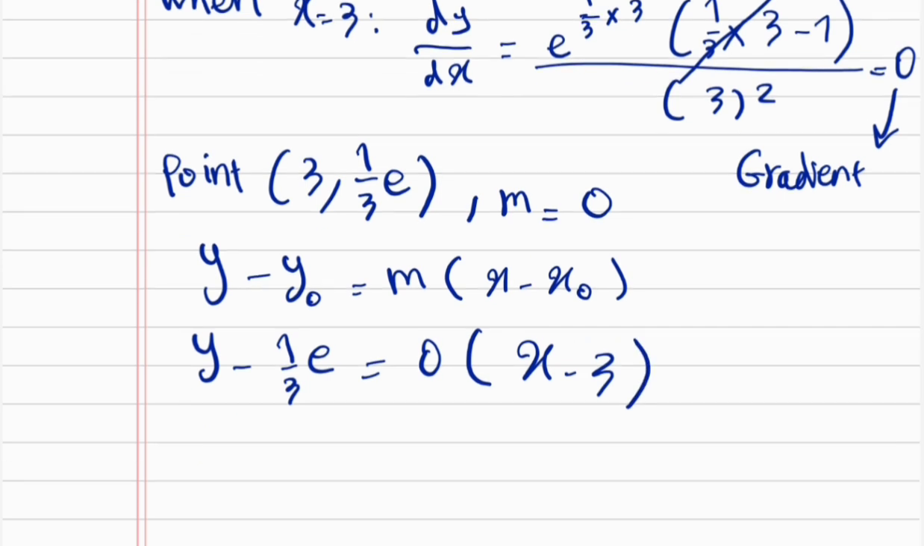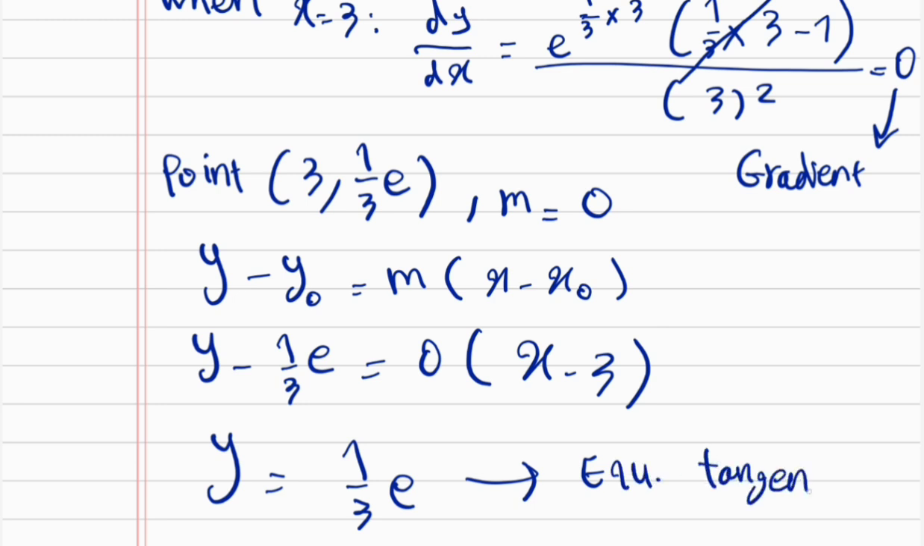So yeah, the interesting thing that happens here is that the right hand side is just going to be 0, because that's 0 times a bracket. So after final rearranging, this is the equation of the tangent to the curve. So this is the equation of the tangent to the curve at the point 3, 1/3 e.